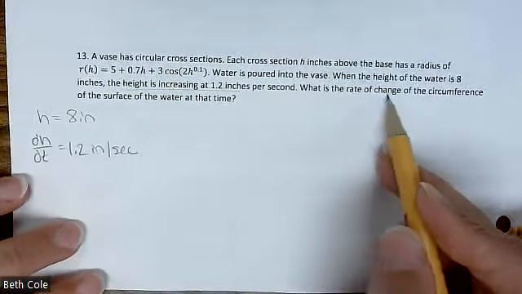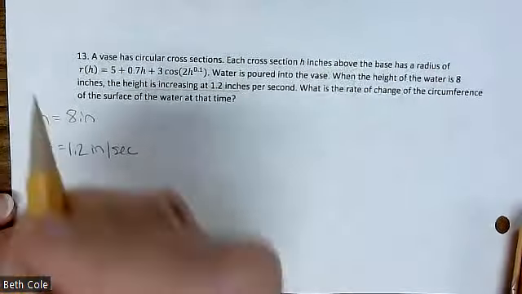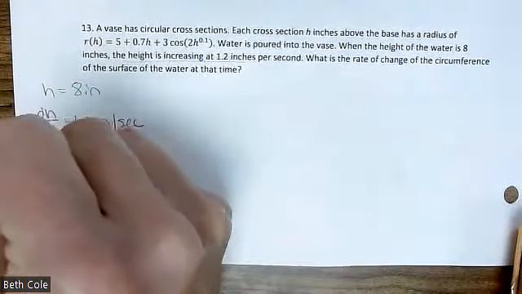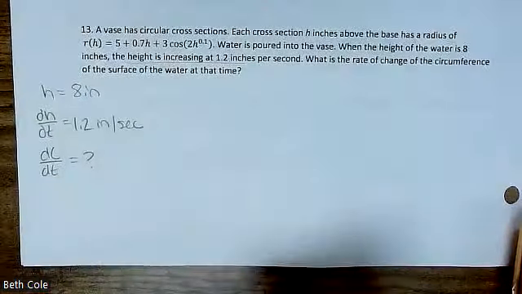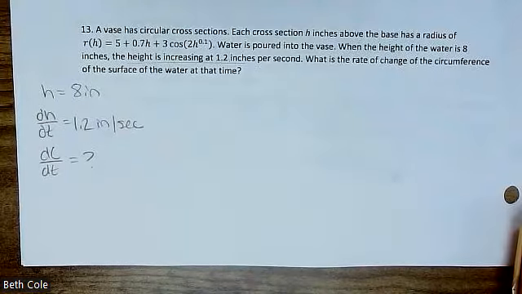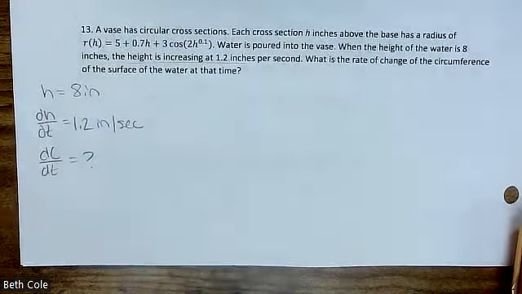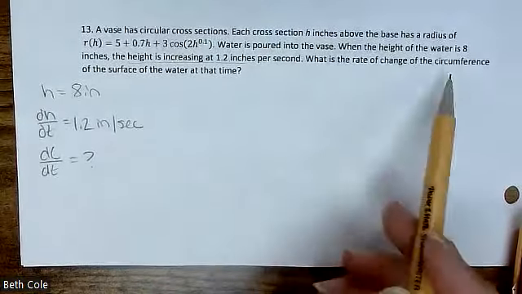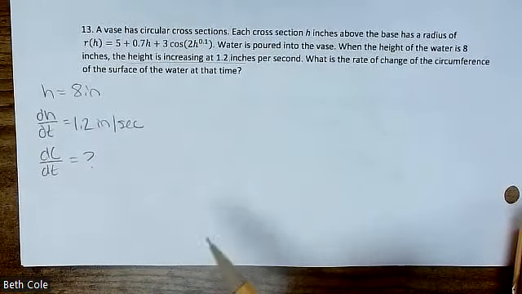What is, here's your question mark, the rate of change of the circumference? So what's my question mark? That's dC/dt, cool. I don't actually know if that's going to be positive or negative because the circumference is different depending on what your height is. So we'll have to wait and see. What is the rate of change of the circumference of the water at that time?